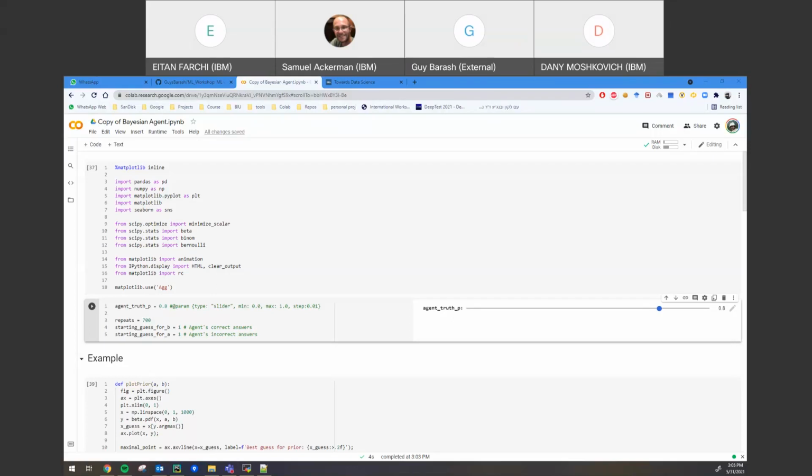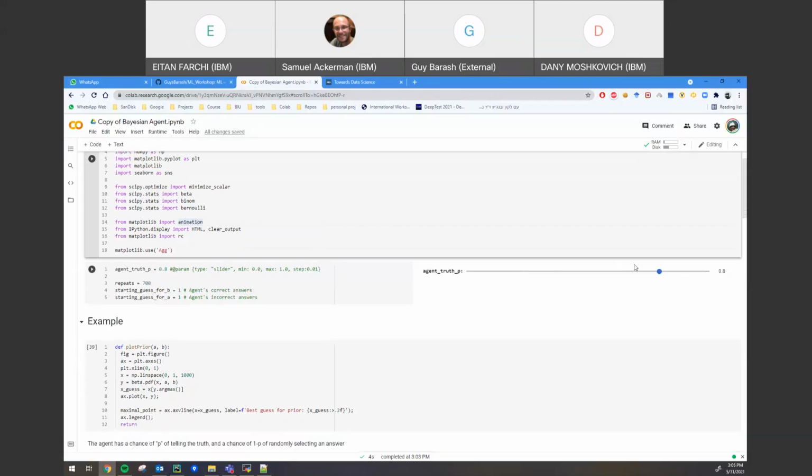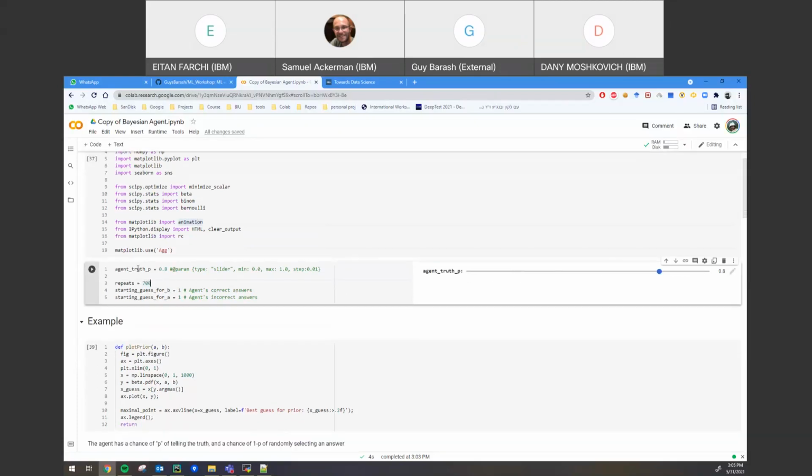Okay, thank you, Eitan. What I'm going to demonstrate is a Colab notebook, which is an implementation of an agent that acts according to the Bayesian belief, as Eitan explained in the previous session. It's an example of an implementation with visualization of the decision making. So let's start. First of all, you see the imports. Not that important.